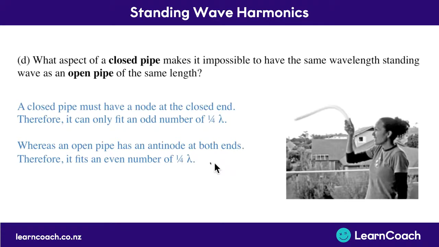So as long as you explain that there are antinodes at both ends rather than an antinode and a node, therefore it results in different types of waves or different numbers of wavelengths being established, you've answered the question. And this is standing wave harmonics.